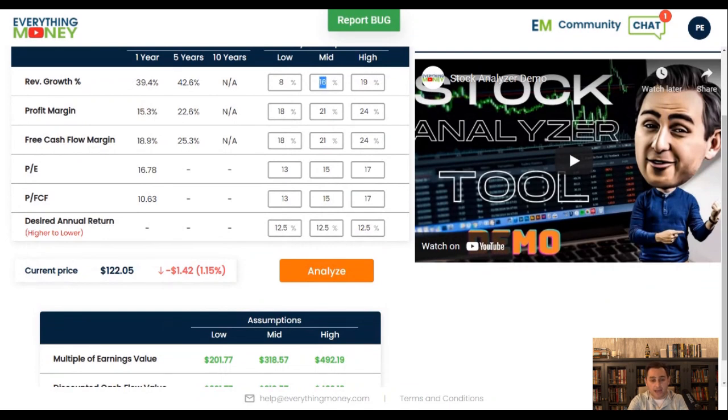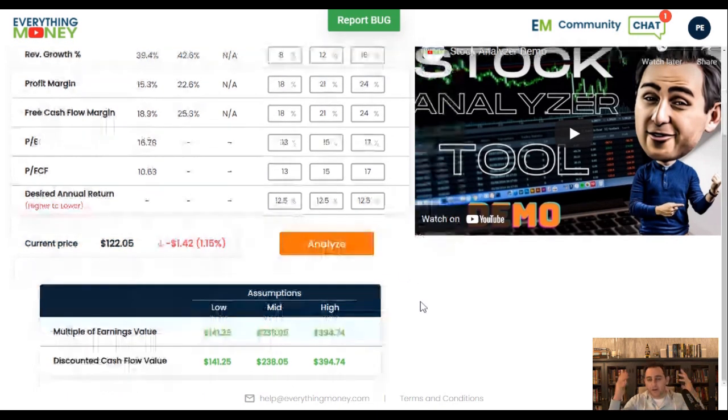You think it's too high? Go even lower. Do this: 8, 12, and 16% revenue growth. Still all green? Go do more research on it. That is the point of the stock analyzer tool. The point is to get a starting point, and then once you have all your research done, after you decided to go further, to then go back in and say, what are my real assumptions on this investment?